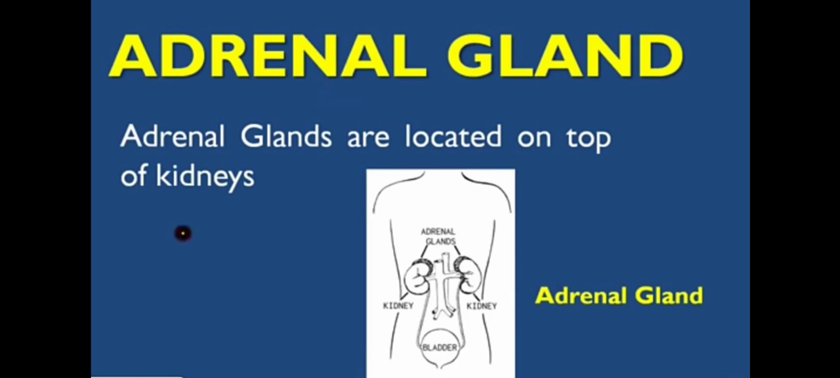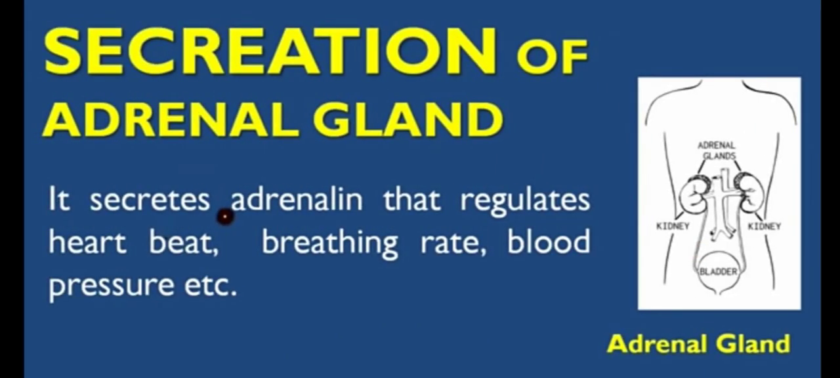Now we'll study about adrenal gland. Adrenal glands are located on top of kidneys. As you can see, two kidneys are there on the two sides, and above that the adrenal gland is located. So they are located on the top of kidneys. Now the secretion that is done by adrenal gland.